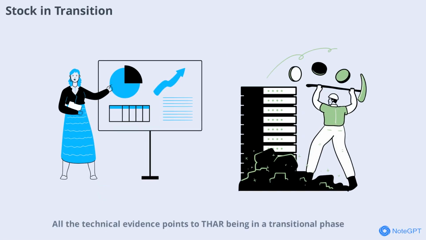All the technical evidence points to THAR being in a transitional phase. Short-term stabilization is occurring, but medium-term weakness remains. The stock is trying to find a new balance after the speculative bubble and correction. This period can be tricky for traders as false signals and whipsaws are common. Patience and discipline are key during such times, as the next decisive move could take time to develop.